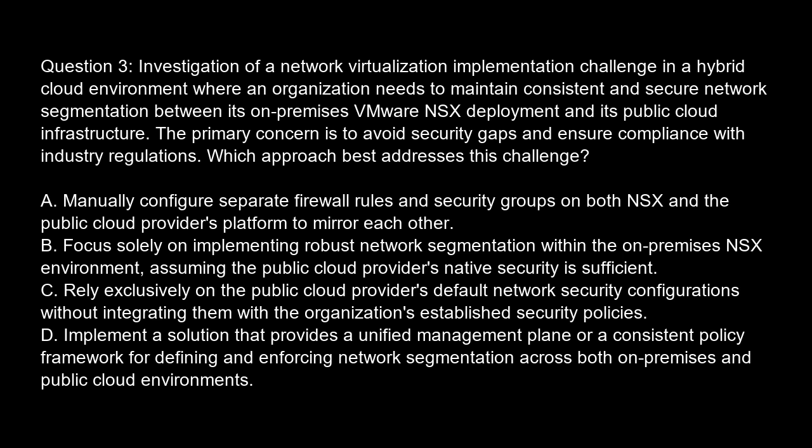Option A. Manually configure separate firewall rules and security groups on both NSX and the public cloud provider's platform to mirror each other. Option B. Focus solely on implementing robust network segmentation within the on-premises NSX environment, assuming the public cloud provider's native security is sufficient. Option C. Rely exclusively on the public cloud provider's default network security configurations without integrating them with the organization's established security policies. Option D. Implement a solution that provides a unified management plane or a consistent policy framework for defining and enforcing network segmentation across both on-premises and public cloud environments.